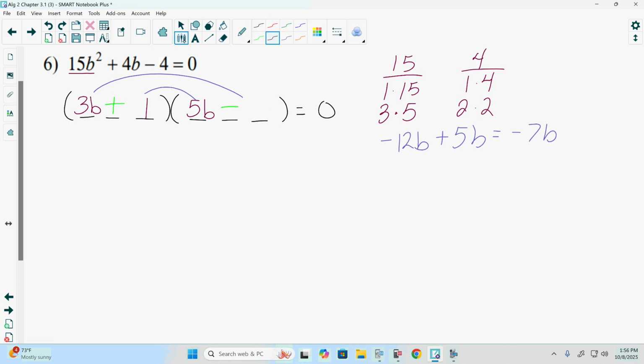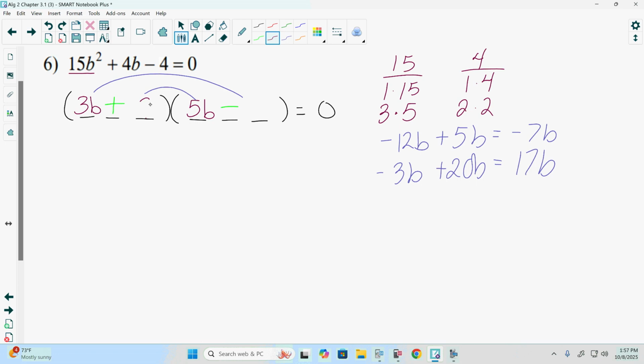So what we can do is we can switch the 1 and 4. 3b times -1 would be -3b. 4 times 5b, 4 times 5 would be positive 20b. -3b plus 20b is positive 17b. So 1 and 4 did not work.